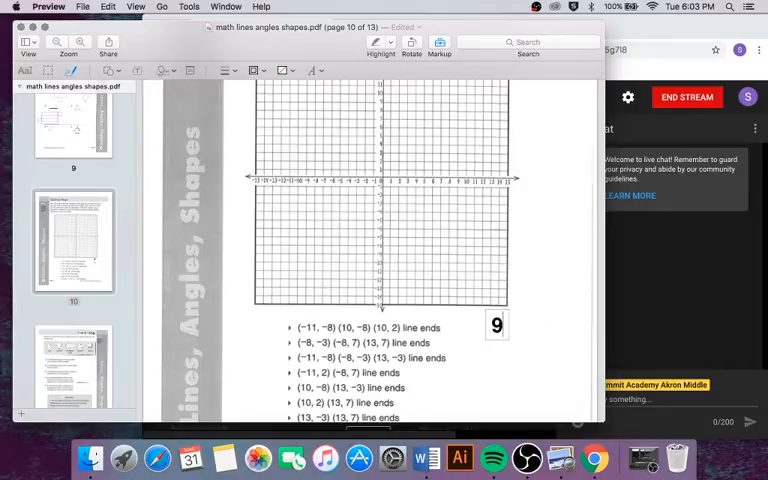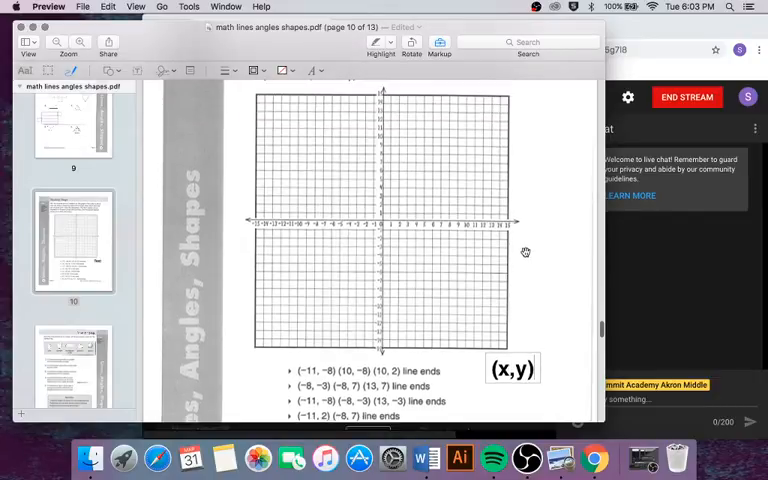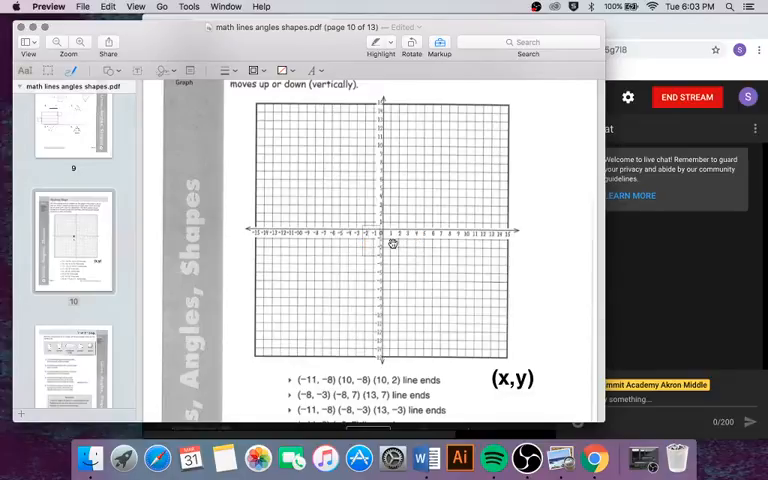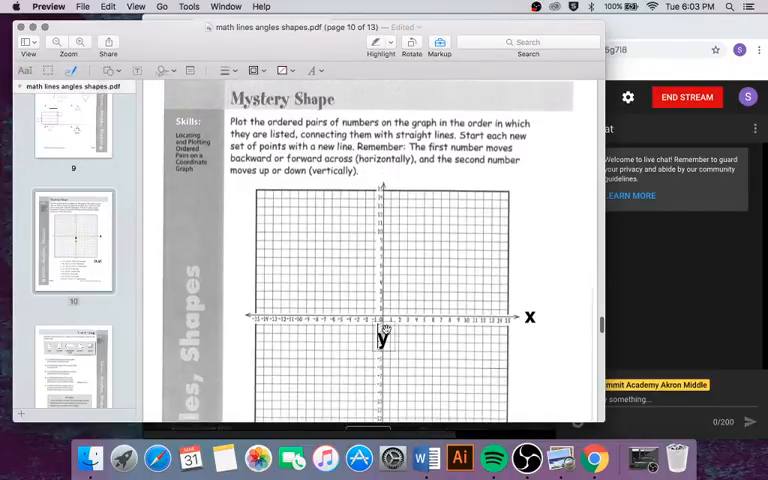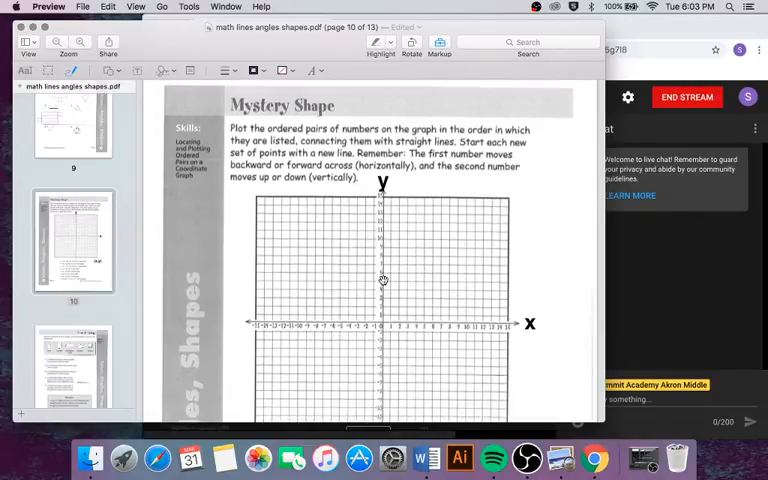Alright, so it's going to be x, y. So up here, our x line goes horizontally, and our y goes vertically. So x goes across, y goes up and down.